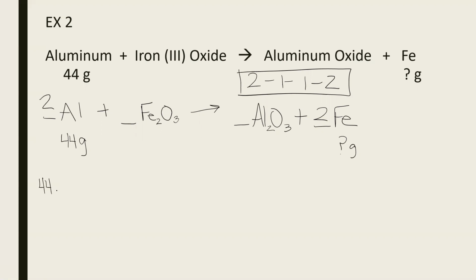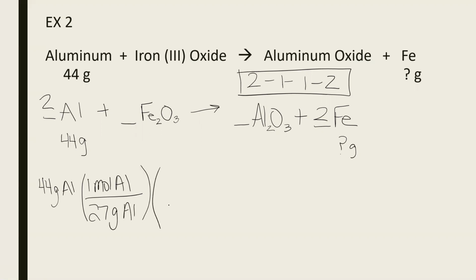My known is aluminum. 1 mole goes on the top with the unit and label. It's only 1 aluminum, so that's equal to the atomic mass, which is 26.981. I'm going to round to 27, but you don't have to. Some people like to round everything, some people don't. Pick your poison, doesn't matter.